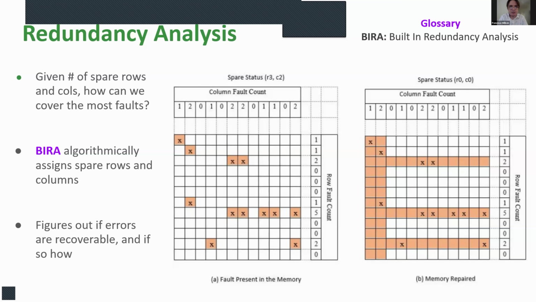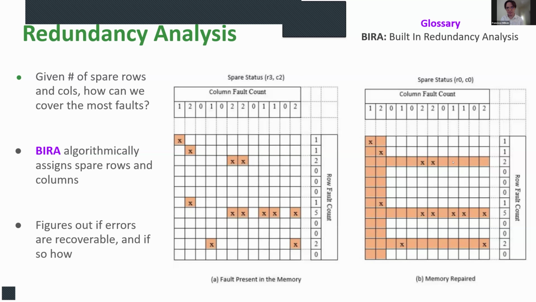And so what we're going to do here is algorithmically assign our spare rows and columns in a way that will cover all of our faults, right? So this picture on the left side is the output of our BIST, our self-test that tells us, hey, here's all of the column faults and all the row faults. And we're going to feed this information into our little BIRA algorithm and that's going to tell us how we can assign our spares in a way that takes care of all of the faults in our memory.